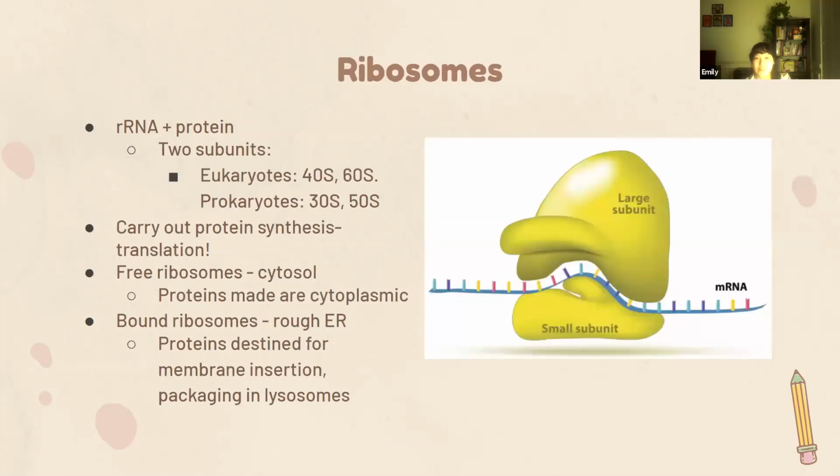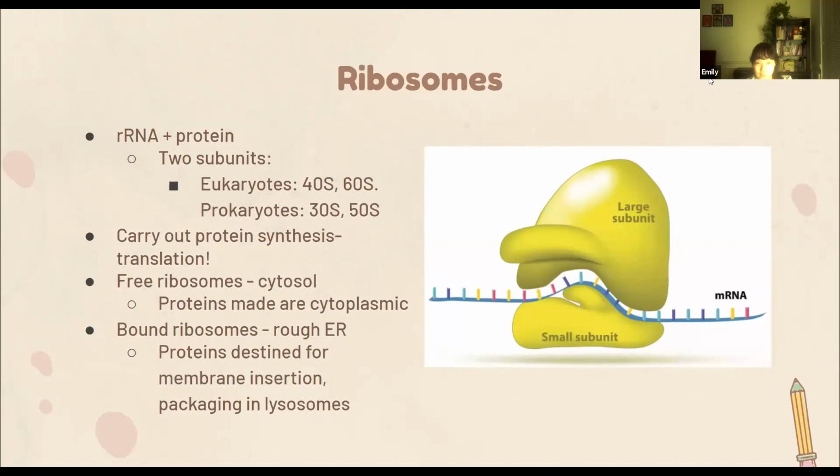Okay, so ribosomes are not organelles because they are not covered by a membrane. Instead, they're made out of RNA and proteins. There are usually two subunits in eukaryotes. The subunits are called 40S and 60S, and in prokaryotes, it's 30S and 50S. You don't need to know the subunits at all.